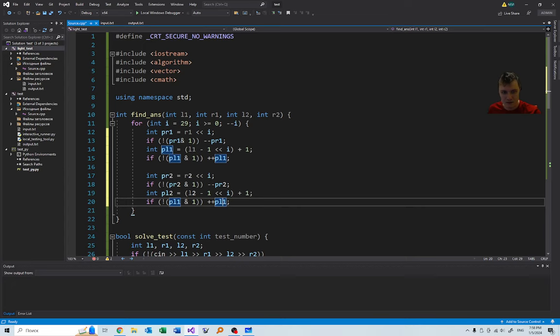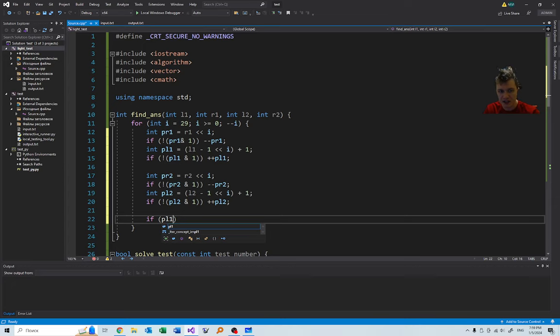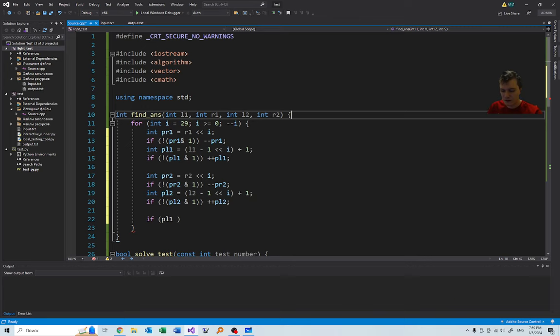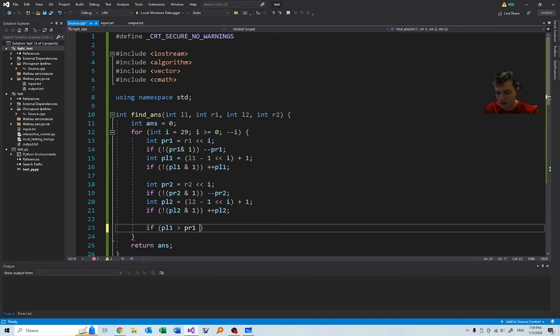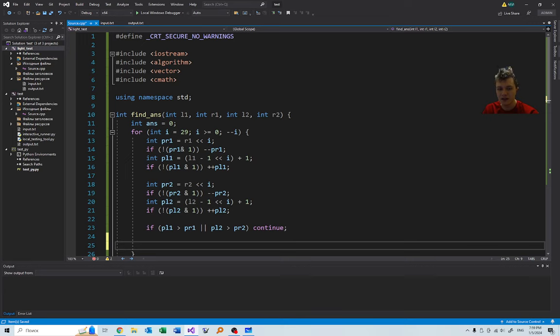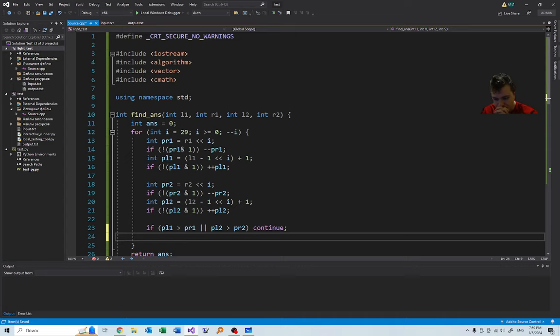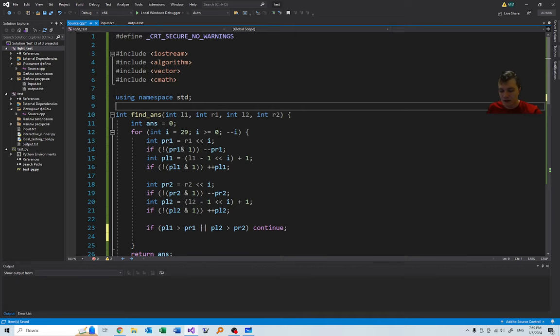Nice. Also, I want to make int ans equal to 0 and in the end return ans. So if PL1 is greater than PR1, or PL2 is greater than PR2, then I continue. So let's assume that they are not greater. So there exists at least 1 power of 2 of both kinds. Great. So now we need to construct some segments.